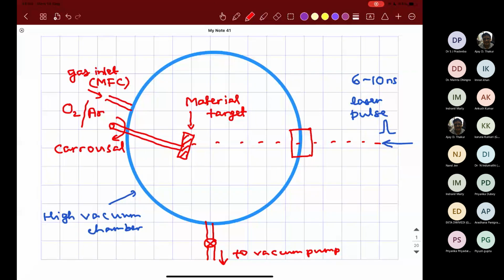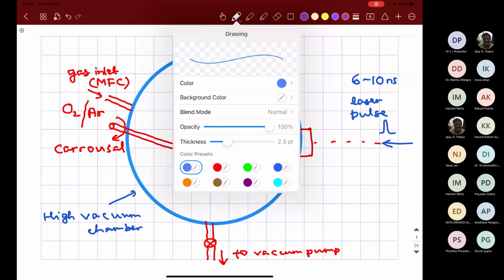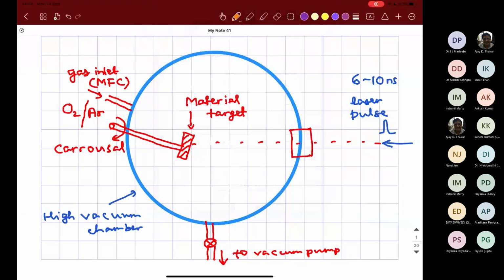So suppose I simply provide heat to a target, then we know that atom by atom, or layer by layer, there would be evaporation. But suppose I want an entire chunk to be removed. So here what I decide is, instead of a very thin layer, I want some kind of a chunk to be removed. Okay, so why a chunk?